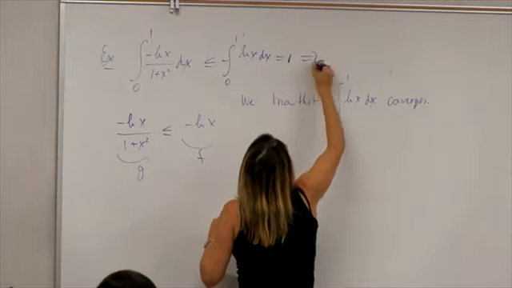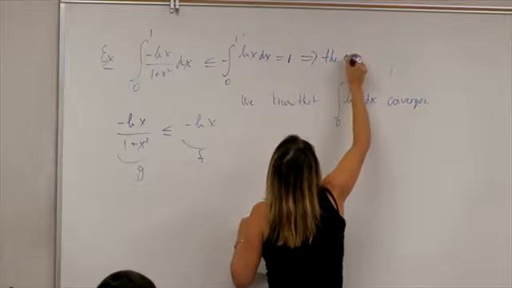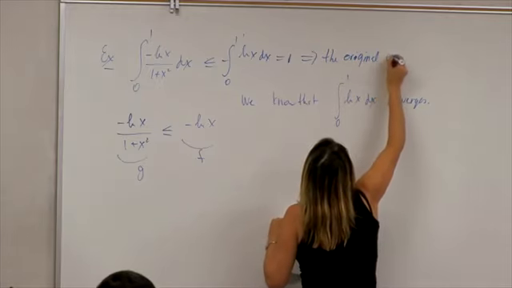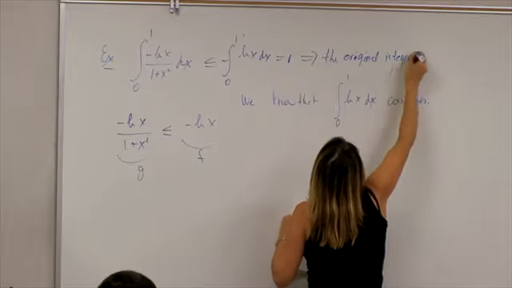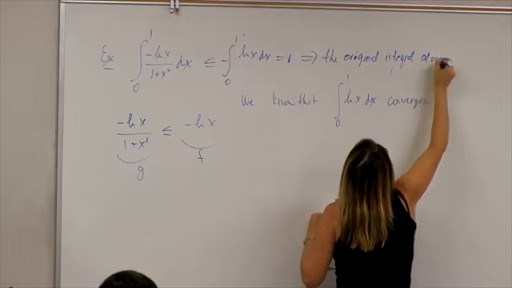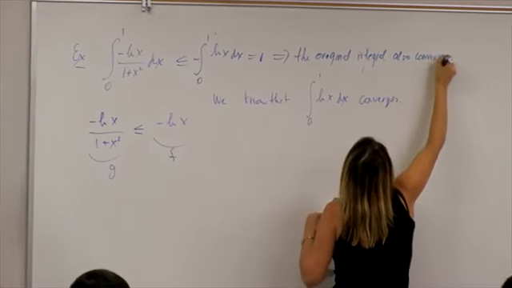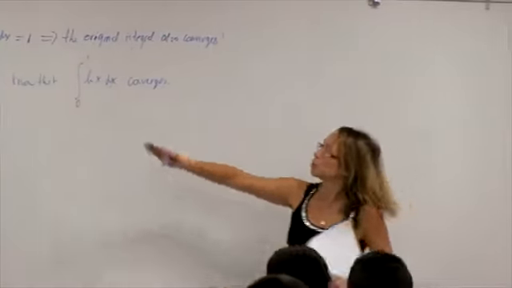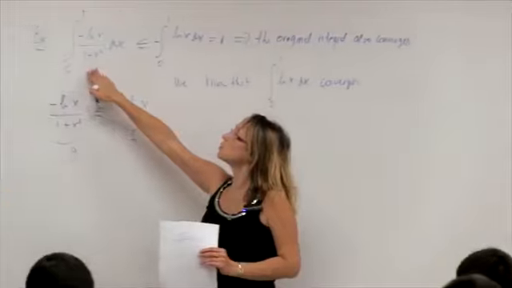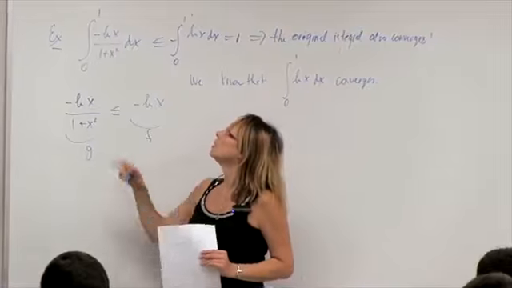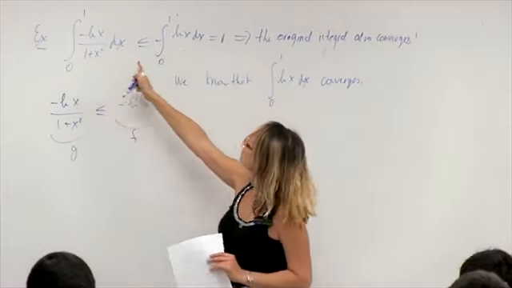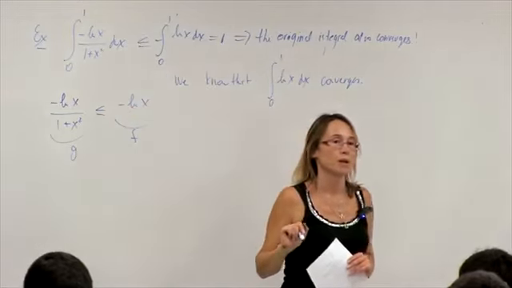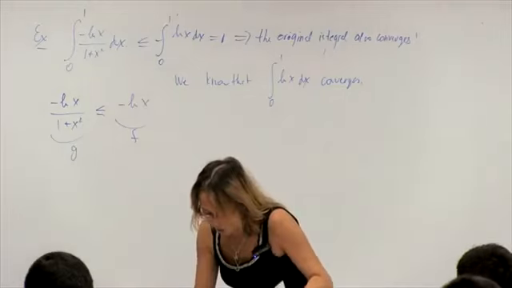Okay. So we conclude that the original integral also converges. With almost no extra work, we're able to show that this complicated integral can be evaluated. And this integral, just like this one, has a discontinuity at 0 because of the log, right? Okay, that's one example.